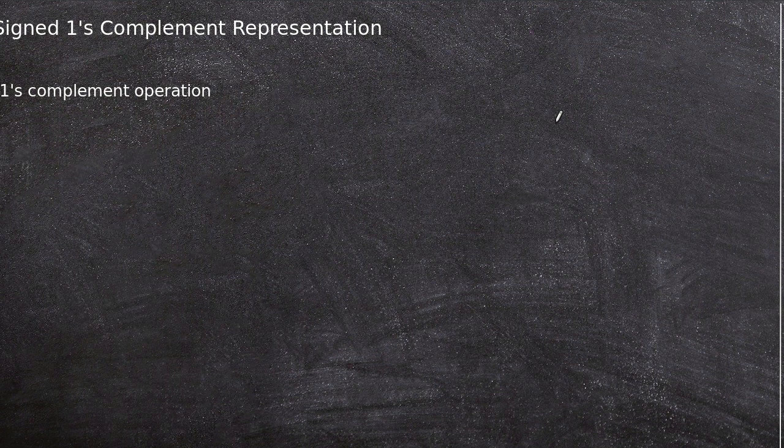Let us discuss signed 1's complement representation. This is one kind of representation by which we represent negative numbers. Before we go to the signed 1's complement representation, let us understand what the 1's complement operation is. The 1's complement representation and the 1's complement operation are both different.